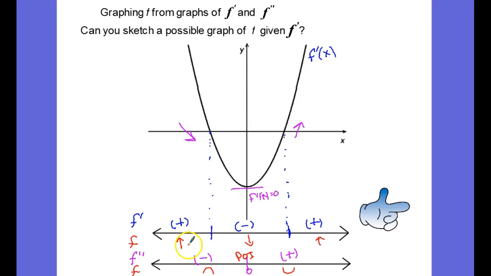Notice that my function changes from increasing to decreasing at this critical value for f prime. That means that this is a maximum, which makes sense because it's concave down, so this is the highest point. Here, my original function changes from decreasing to increasing at this critical point, and that means that this is going to be a minimum, which again makes sense since it's concave down.